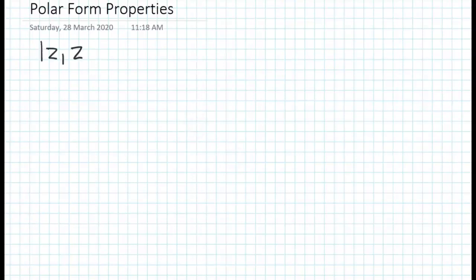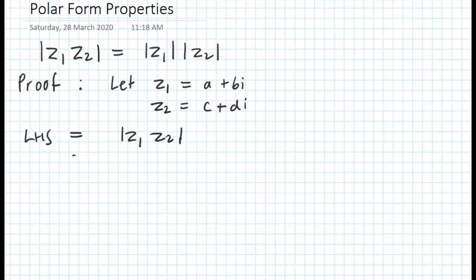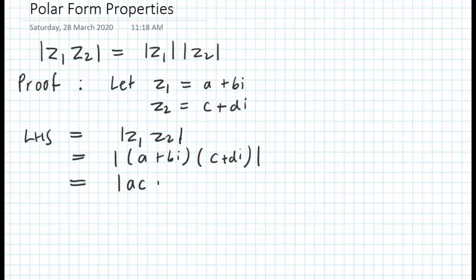The first property we're going to prove concerns the modulus of z1 multiplied by z2. So to prove this property, we'll let z1 equal a plus bi and z2 equal c plus di, so Cartesian form, and we'll focus on the left hand side. And then expanding out z1 and z2, and then using FOIL to expand out the multiplication there.